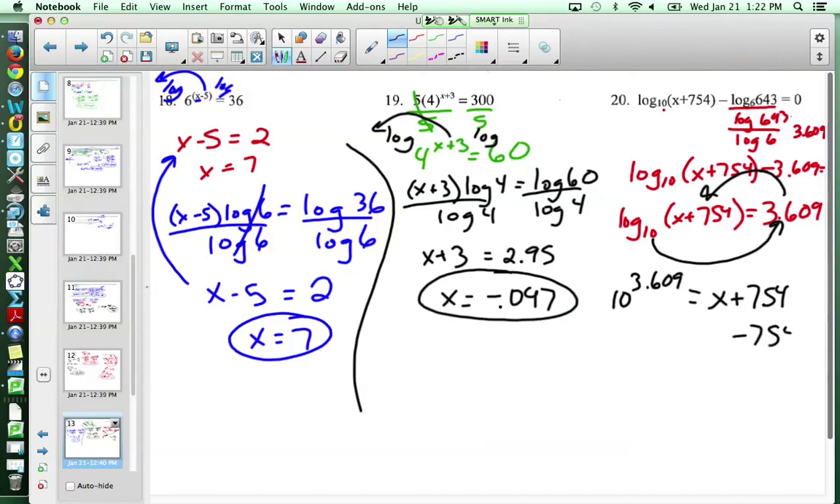Subtract the 754 from both sides, and then 10 to the 3.609 minus the 754 gives us an x value of 3,308.79.